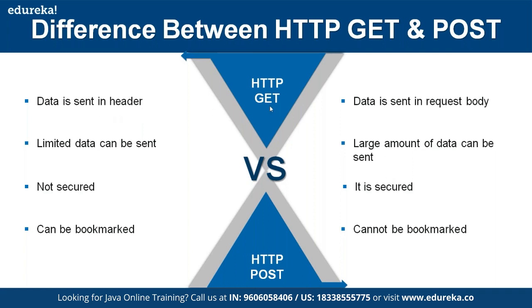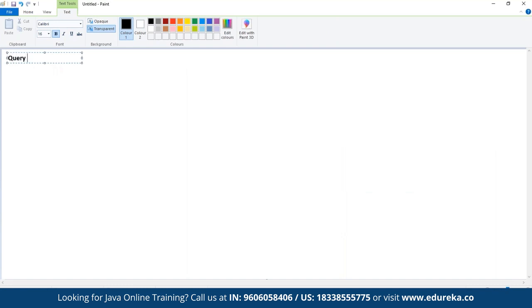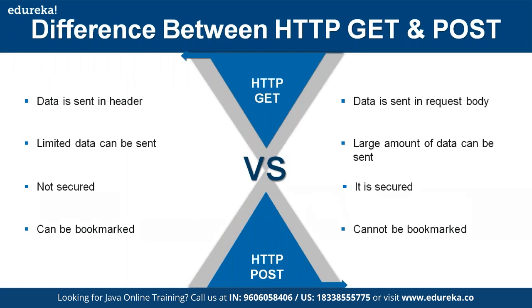In the case of the GET method, data is sent as a query string. Query, Q-U-E-R-Y. That means along with the URL, maybe something like http://www.google.com, question mark, name equals Edureka. This is what we call a query string. Along with the URL, the data is being sent. Because of that, less data can be submitted. Whereas if the method is POST, you may not be able to see this data there.